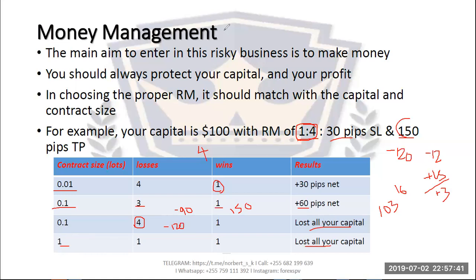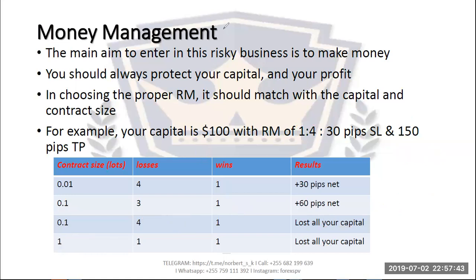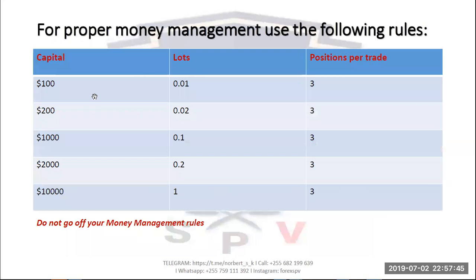So for proper risk management and money management, we usually use these rules. Like for a $100 account, you enter a 0.01 lot, but 3 positions per trade. Like you see an entry, you enter 0.01 times 3. So per trade, you take a lot size of 0.03. Think you get me there?